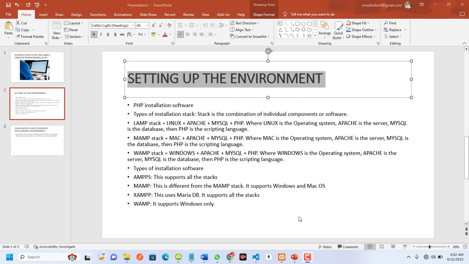Then XAMPP, which you are all familiar with. XAMPP uses MariaDB and supports any stack: the LAMP stack, the MAMP stack, and the WAMP stack. The WAMP, which you are also familiar with, only supports the Windows operating system. So if you have a WAMP server, you know it's going to only support Windows. If you are running on the XAMPP server, you know it will support Windows, Linux, and Mac operating systems. I hope you get that explanation right.